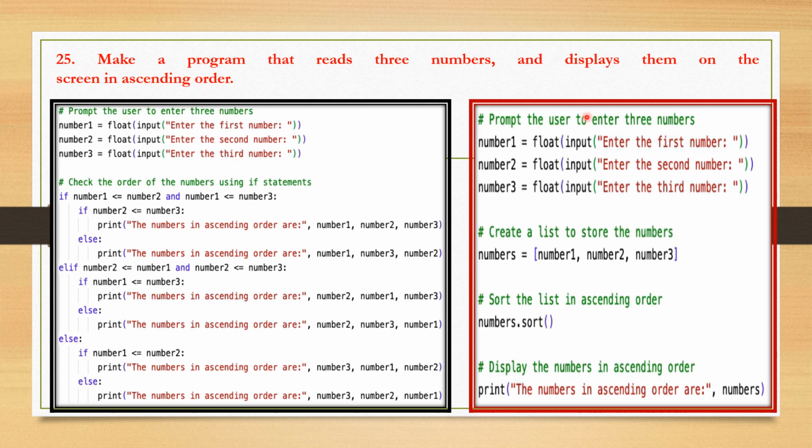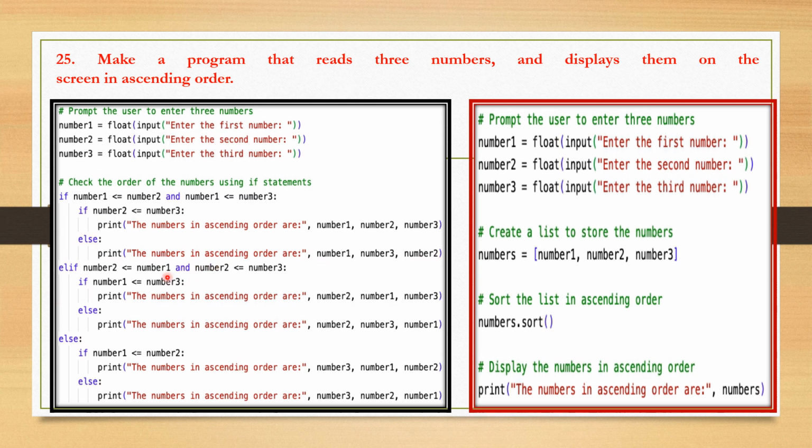Here we will use two approaches. The first approach is to prompt the user to enter three numbers and then check them. First checking if number 1 is less than number 2 and number 1 is also less than number 3. The smallest number is number 1, and then we are checking 2 and 3 only. So in this we are taking another condition: if number 2 is less than number 3, the order should be number 1, number 2, number 3. Else the order should be number 1, number 3, number 2.